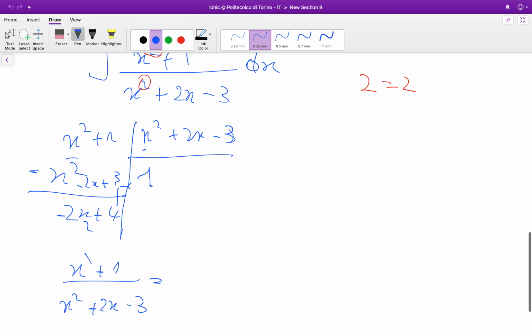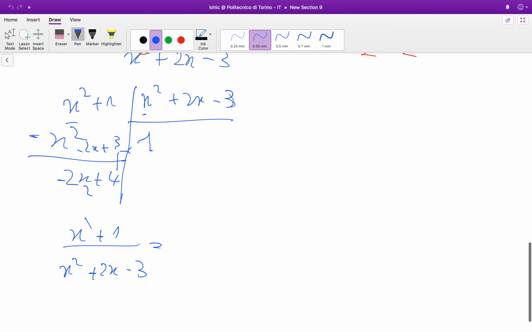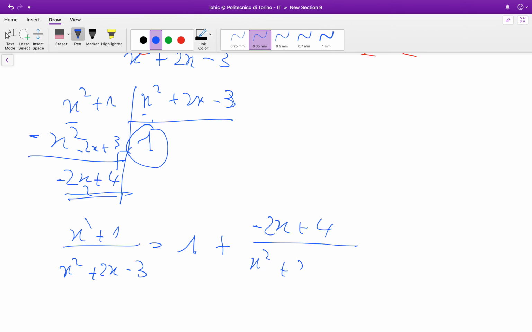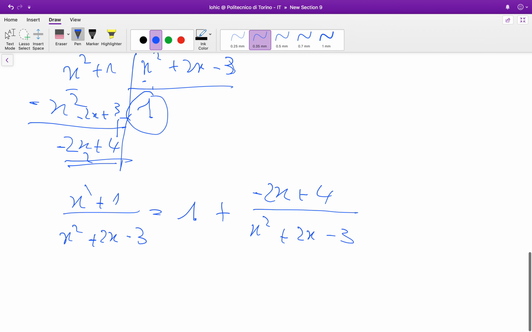So I forgot to say, this is the second step. This is called the Euclidean division. We stop dividing here because we can no more divide 2x by x squared, right? So when you finish, you first write the result, that is 1, right? Then plus what is this part? It is the part that you didn't divide, yes or not? So you take the part that you didn't divide and you write it over the denominator, because it's exactly the part that you weren't able to divide, yes or not?